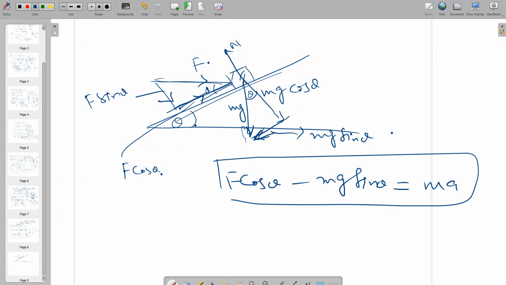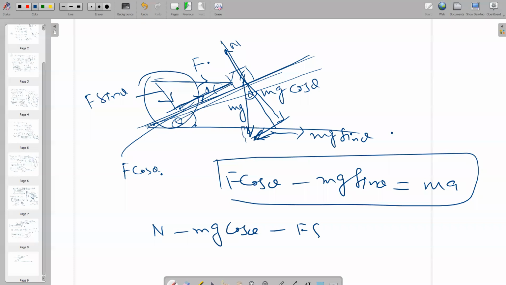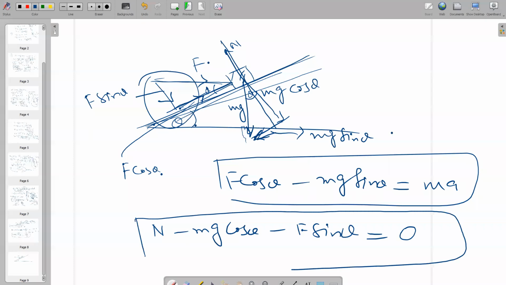The other equation is in the y-axis direction. This is the x-axis direction and this is the y-axis direction. So N is upward, and downward is mg cos theta, and this component, F sin theta, is also downward. So N minus mg cos theta minus F sin theta is equal to the net force. And in the y-axis, the acceleration is 0, so we put 0 here. So this is your other equation.